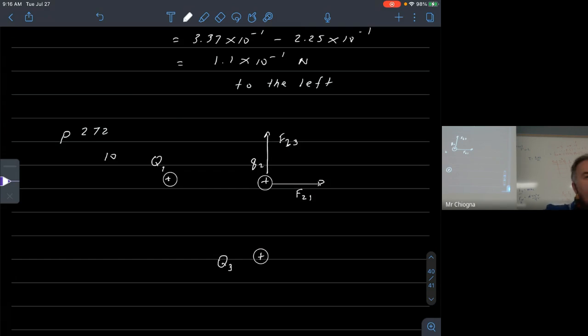Figure out your F21 and your F23. Do that first. Find out what they're equal to. I'm going to give you the answers to F21 and F23. You should be able to do that by now, right? What's the force on 2 due to 1 and the force on 2 due to 3?